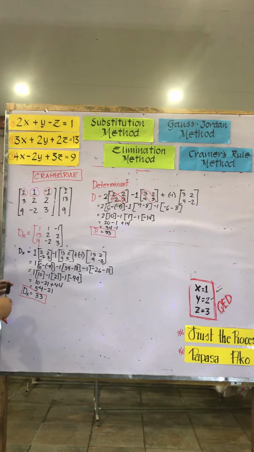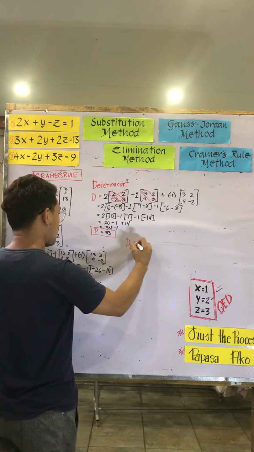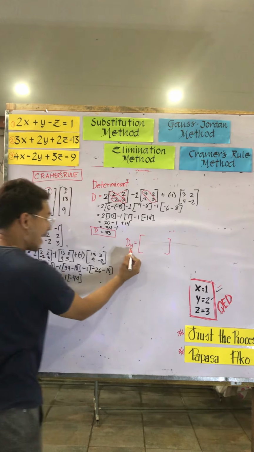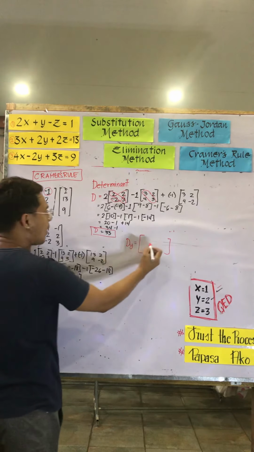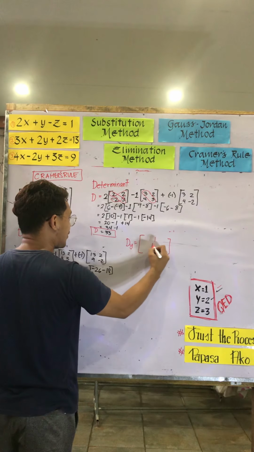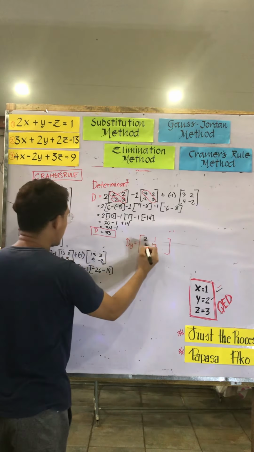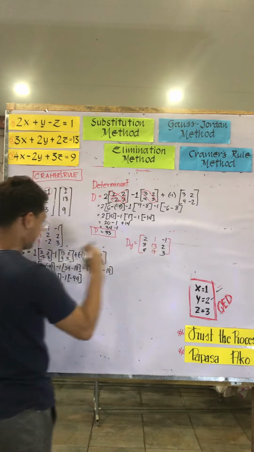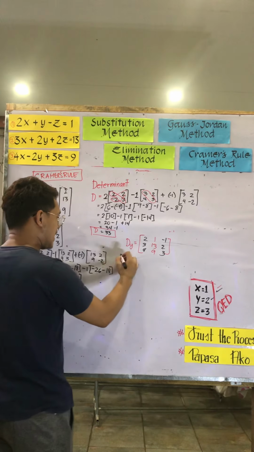Now, let us find our d sub y. Allow me to use this board. D sub y is equal to our determinant value, since we have here y as our subscript. Our constants 1, 13, and 9 will be found in our second column. And copy the first original column, which is 2, 3, 4, and third, which is negative 1, 2, and 3. Then same procedure for finding d sub y.